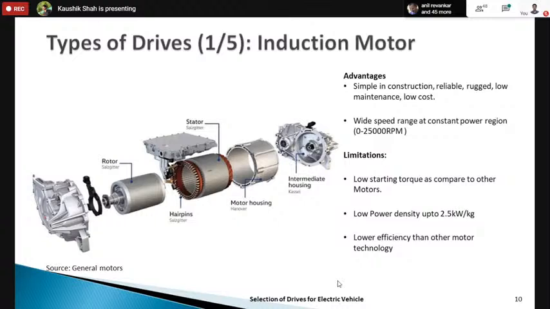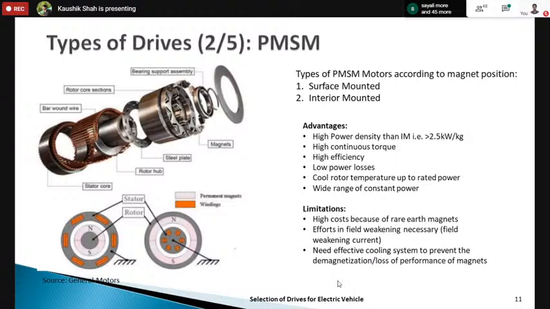I mean, if you look at the induction machine, the maximum you can achieve, if it is a good manufacturer, you can get up to the 80s or 90s. Typically, on average, you will get about 88%, but good manufacturers with the cooling arrangement can go to 90 to 93. The second motor is the PMSM, the permanent magnet synchronous motor.